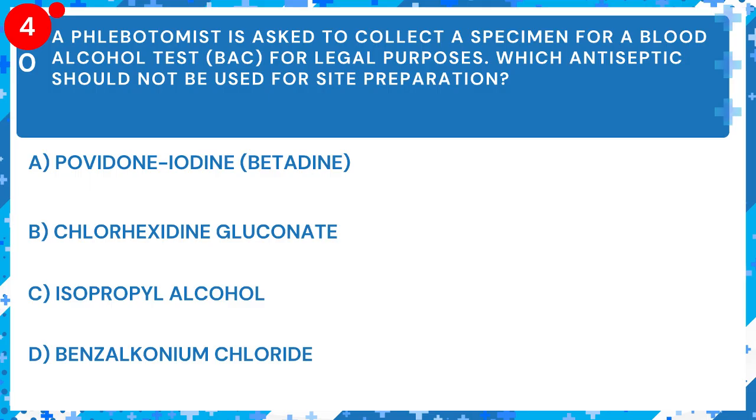Question 40. A phlebotomist is asked to collect a specimen for a blood alcohol test, BAC, for legal purposes. Which antiseptic should not be used for site preparation? A. Povidone iodine, betadine. B. Chlorhexidine gluconate. C. Isopropyl alcohol. D. Benzalkonium chloride.